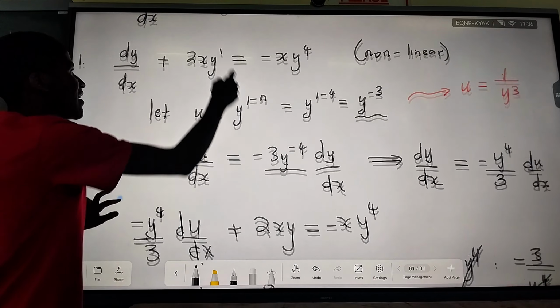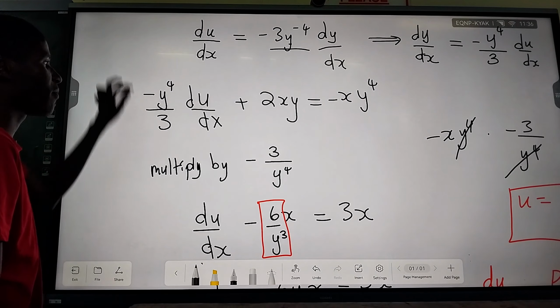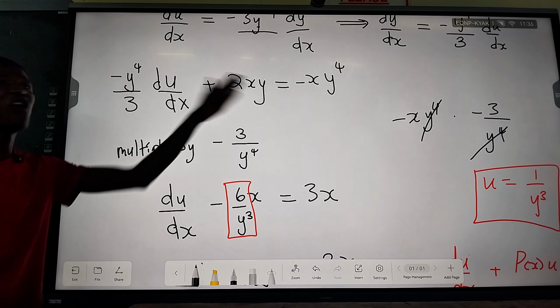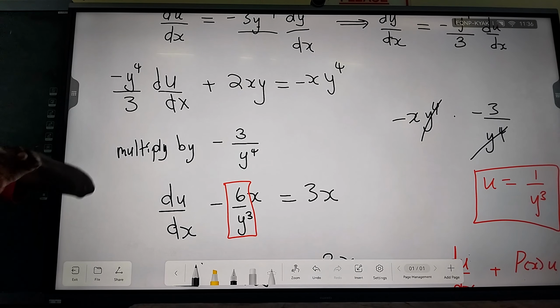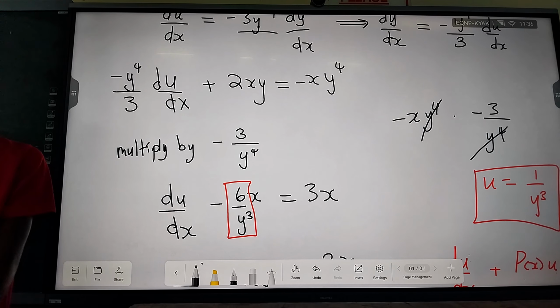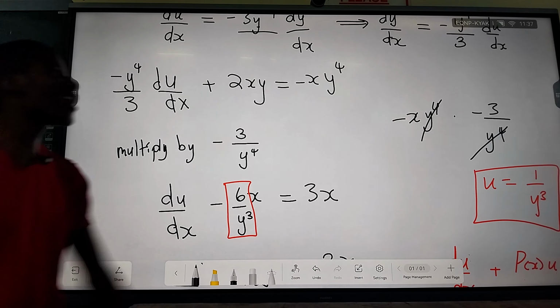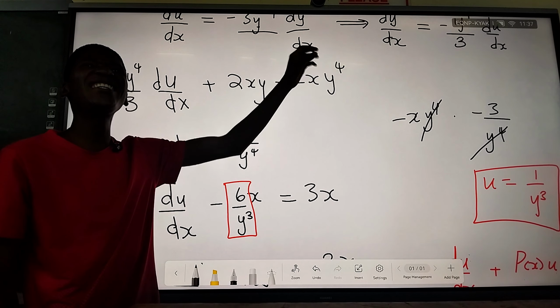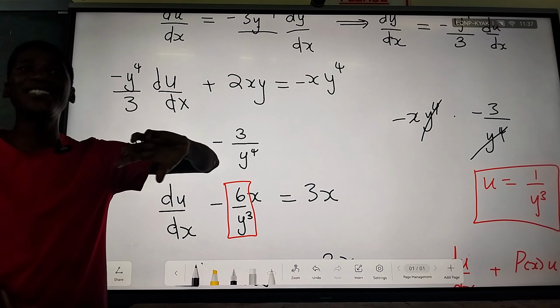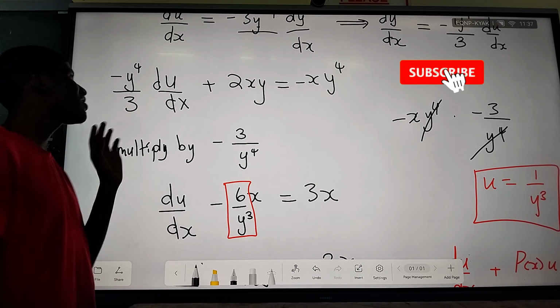2xy is equal to negative xy to the power 4. At this point, I'm transforming it from being non-linear to being linear. I now want to get rid of this y to the power of 4, which is the one making this equation non-linear.